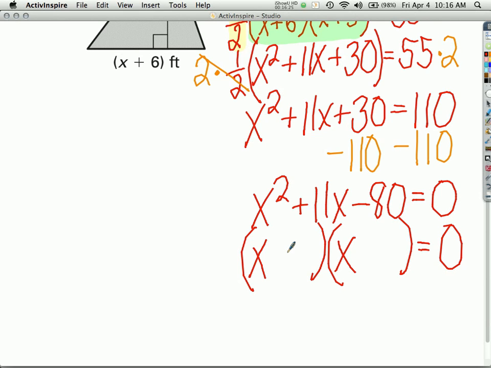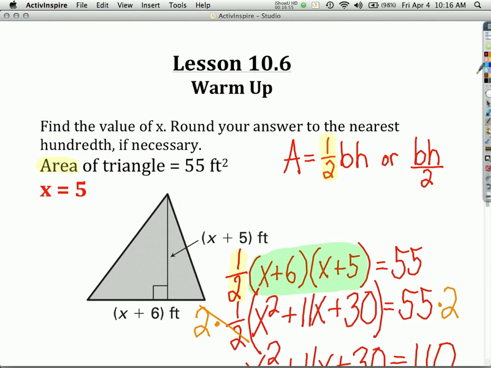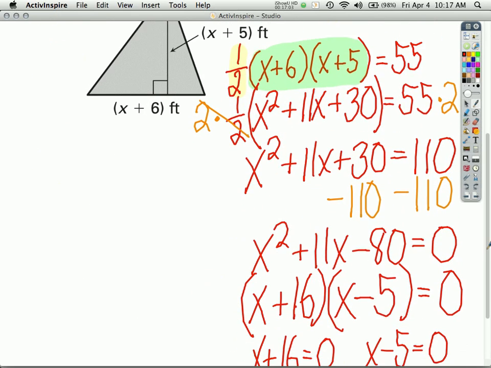Okay, Danielle, what do we get? 16 and negative 5. 16 times negative 5 is negative 80. 16 plus negative 5 is positive 11. And so now it is very simple to solve. X plus 16 equals 0. X minus 5 equals 0. That's negative 16. That's 5. Since you cannot have a negative distance, it has to be the positive answer, and so x equals 5. So this is what the problem was really all about.